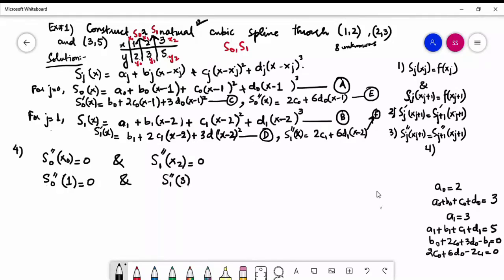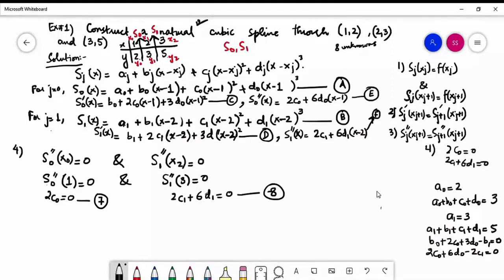Now s0 double dash means, in this equation E, if I replace x with 1, then 1 minus 1 is 0, the 6d0 term vanishes, and I am left with 2c0 equals 0. That is equation 7. And s1 double dash at 3 means, in equation F, if I replace x with 3, it becomes 2c1 plus 6d1 times (3 minus 2), which is 1, equal to 0. That will be equation 8. So I will write these equations here: 2c0 equals 0, and 2c1 plus 6d1 equals 0.